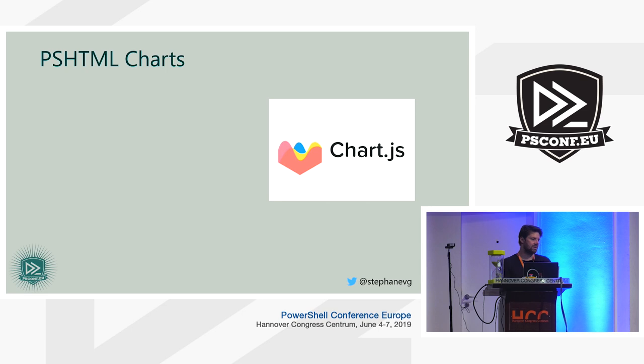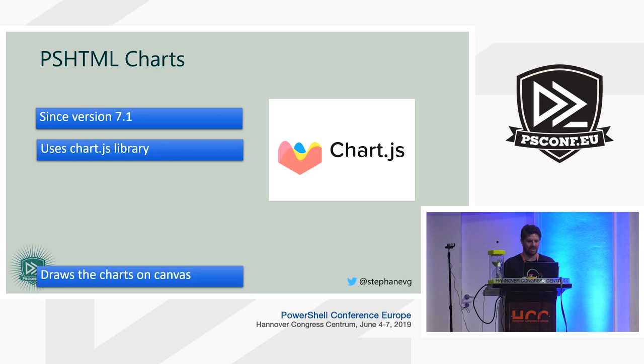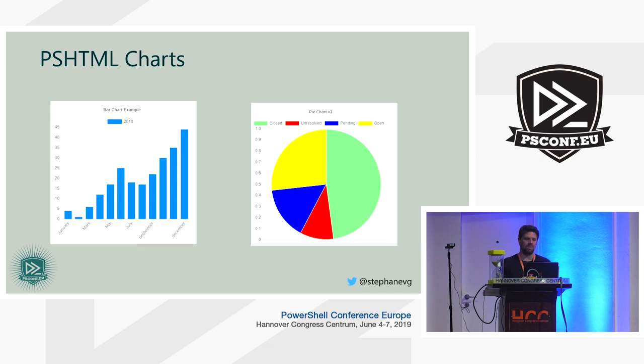And this is actually a very interesting part for me to write. PSHTML chart is based on a framework called chart.js. PSHTML supports the creation of charts since version 7.1. It has a dependency on the chart.js library, which is one part of the assets. One important thing is that chart.js draws charts on something called a canvas. It's actually an HTML tag like div, so you need to put a canvas somewhere in your HTML document.